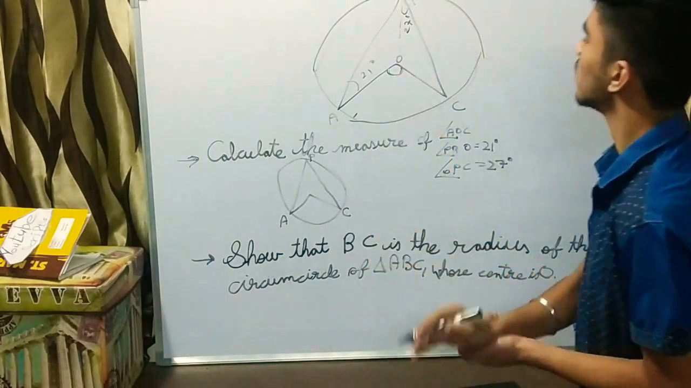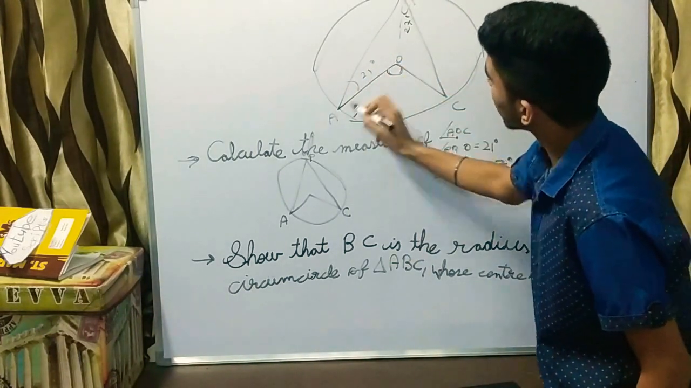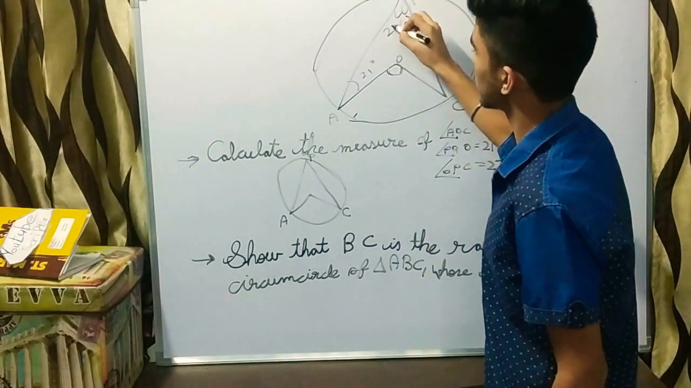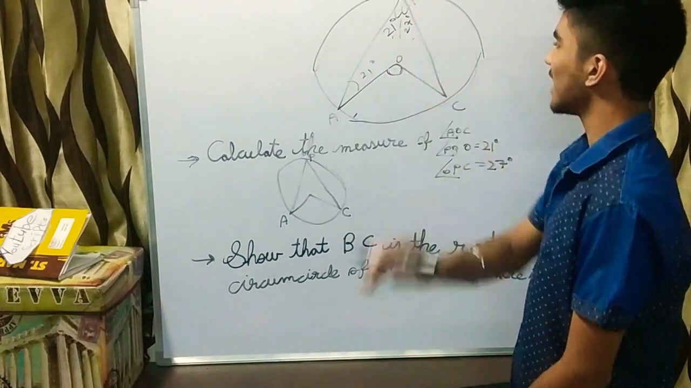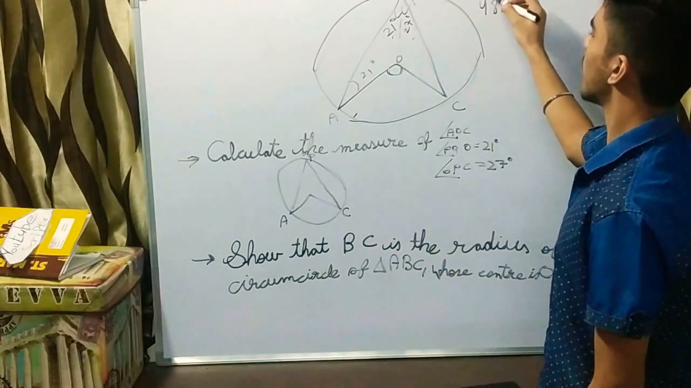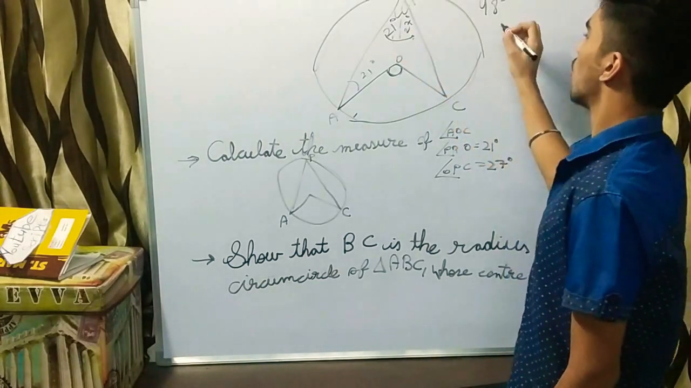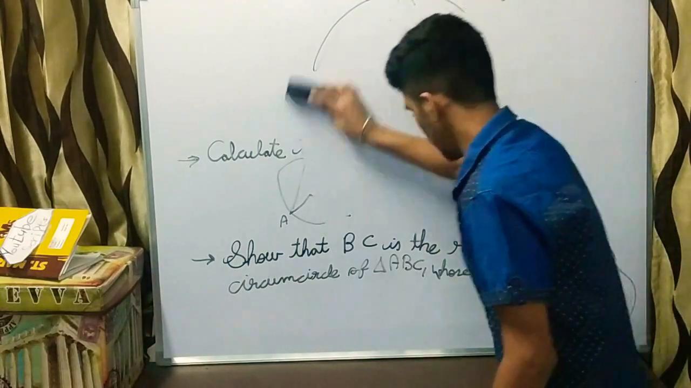How will you find it? Now assume OA is equal to OP. Why? Because they are radii. So we can say the angle is also equal to 21 degrees, and if we add them, it would be equal to 48 degrees, and this is twice of this angle, so we can say it is equal to 96 degrees. Very, very clear.